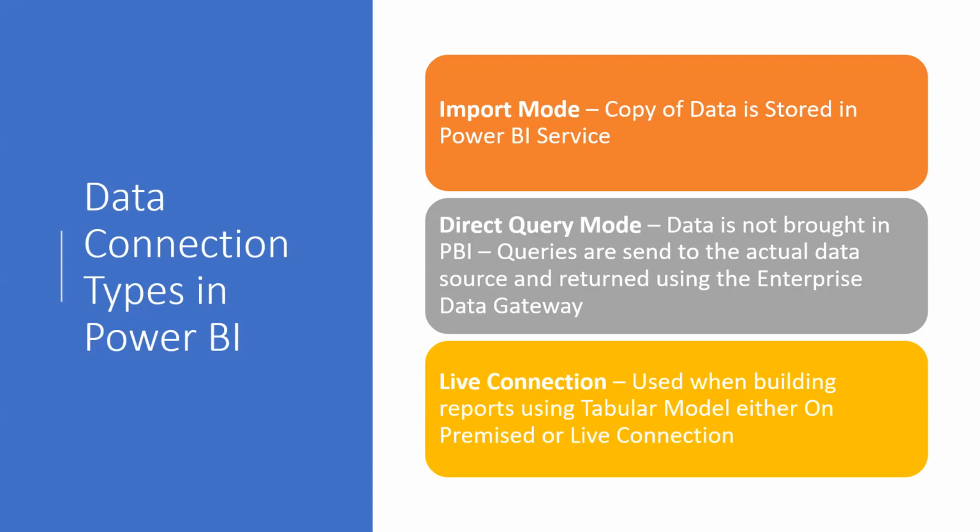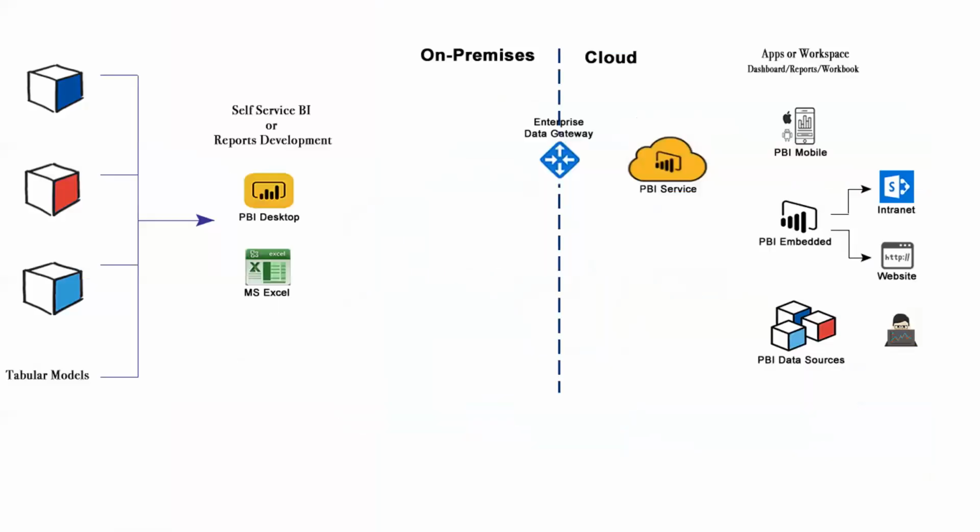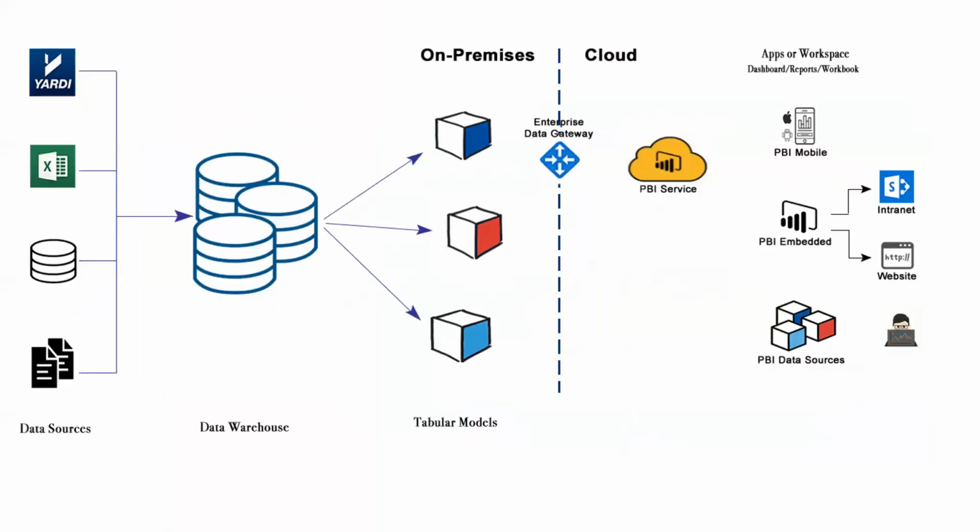And then the live connection is used when you build a tabular model. So in this picture, you could see the layer we have here. These are all the tabular models. Whenever you connect Power BI to this tabular model, you would have a live connection, anything you connect. So the different tabular models you have, Power BI will take a live connection to them.